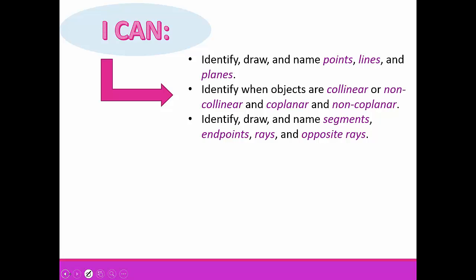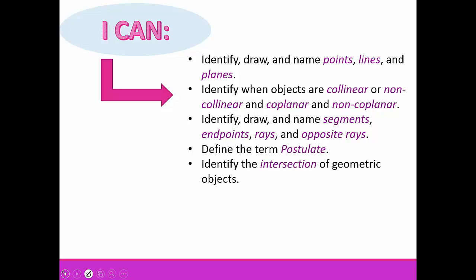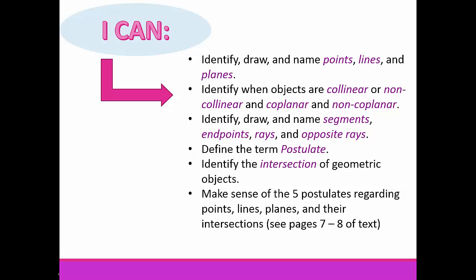Identify, draw, and name segments, endpoints, rays, and opposite rays. Define the term postulate. Identify the intersection of geometric objects. And make sense of the 5 postulates regarding points, lines, and planes and their intersections. So be paying attention to these as we go through each part of the lesson.